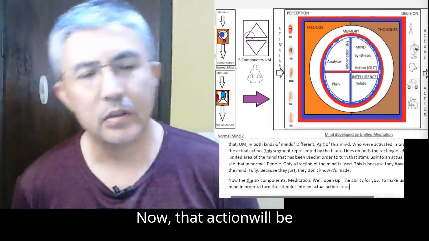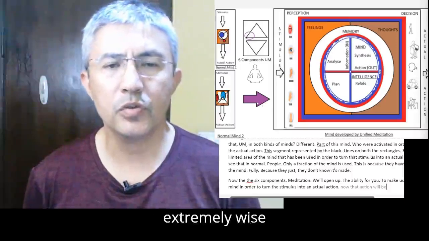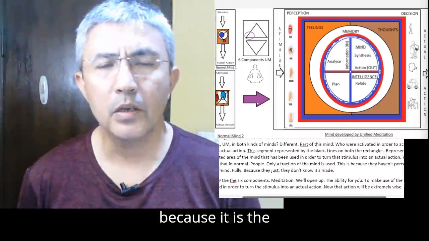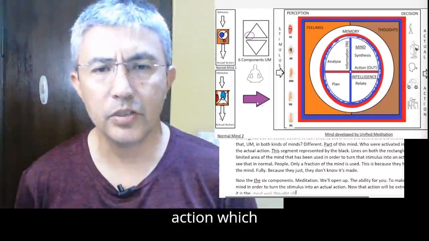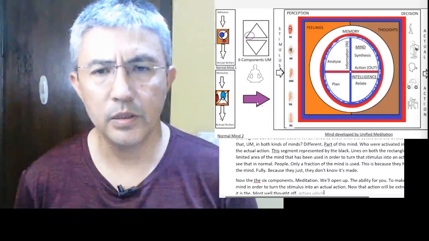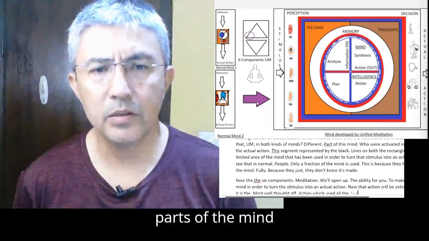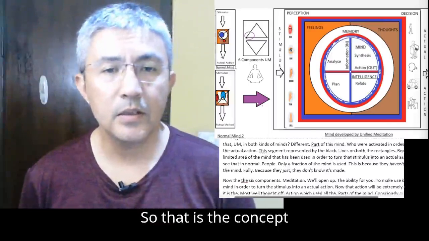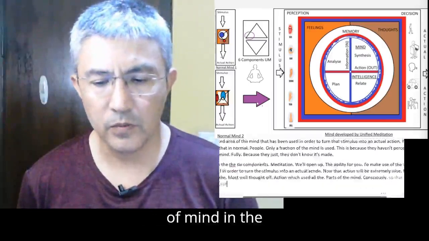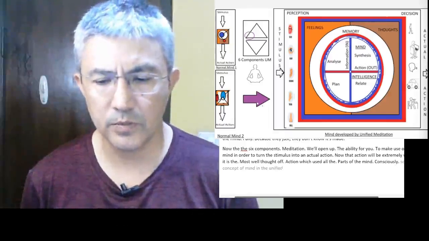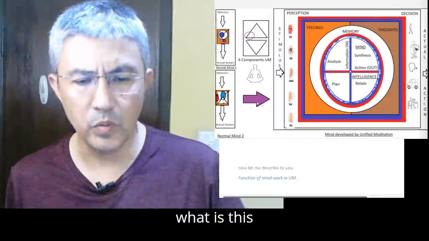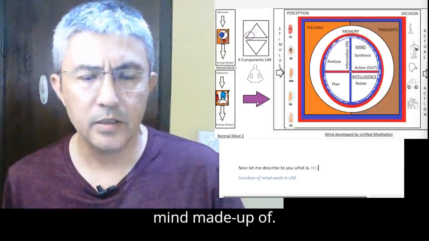Now, that action will be extremely wise because it is the most well thought of action, which used all the parts of the mind consciously. So that is the concept of mind in the unified meditation teachings. Now let me describe to you what this mind is made up of.